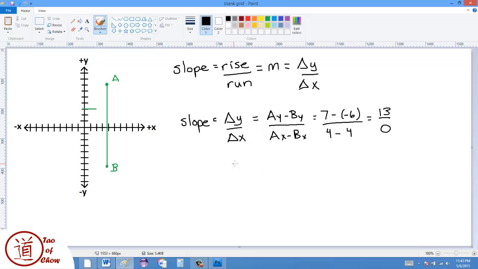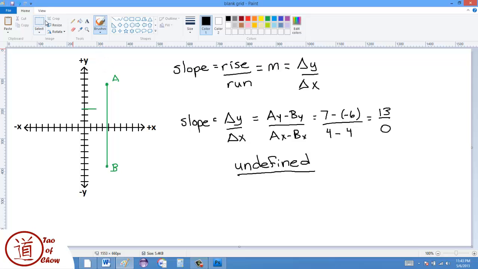So we call this undefined. It's not that it's impossible, it's just not known. There's no way to describe what this is. And it kind of makes sense because it raises up in an infinite distance over no run.